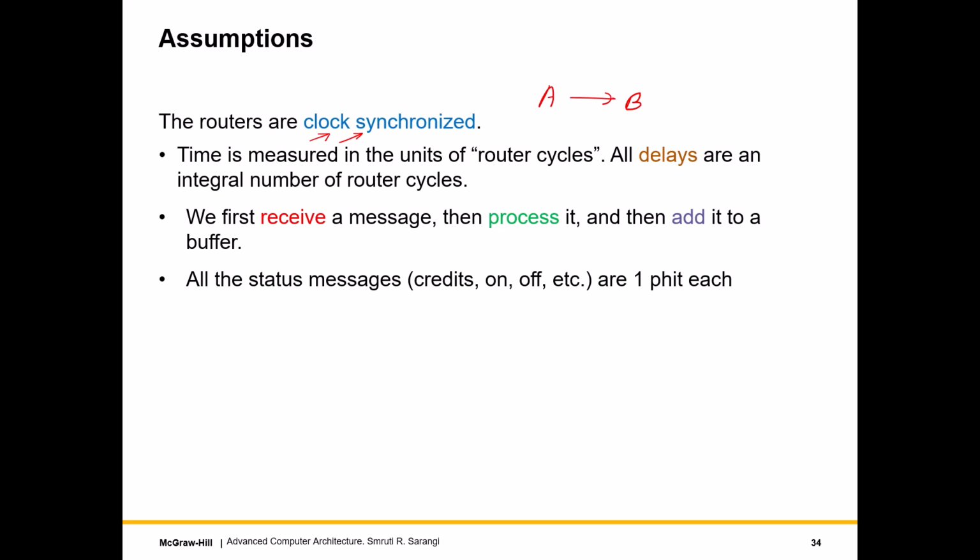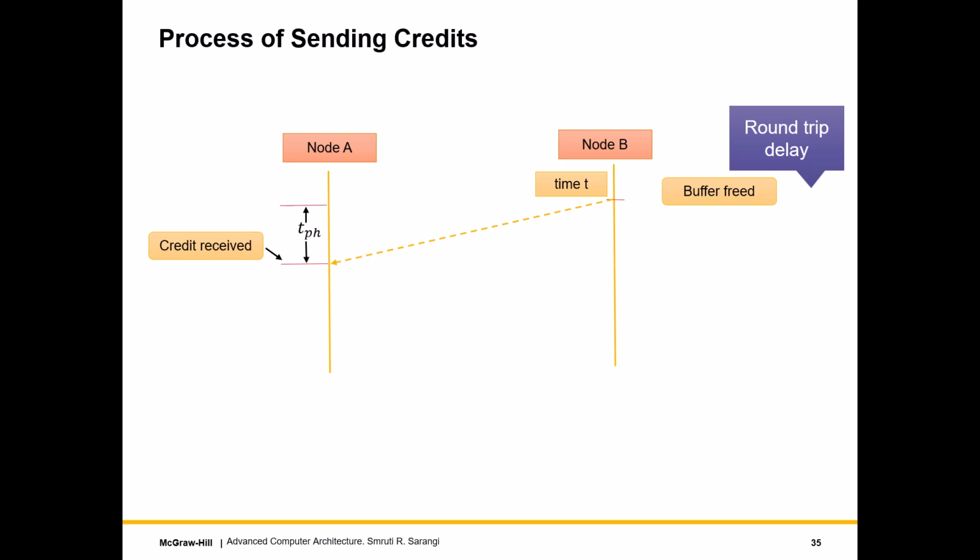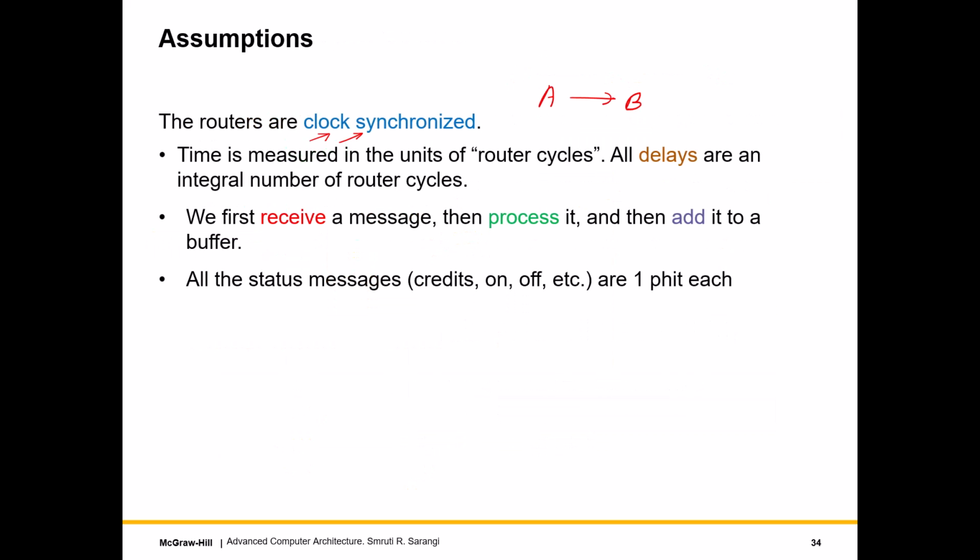So if A is counting 10 cycles, B counts 10 cycles as well. Time is measured in the unit of router cycles, not CPU cycles or anything, and everything is basically an integral multiple of these router cycles.